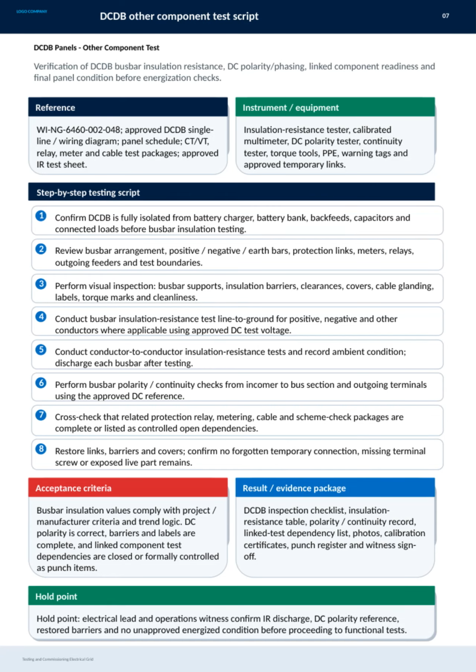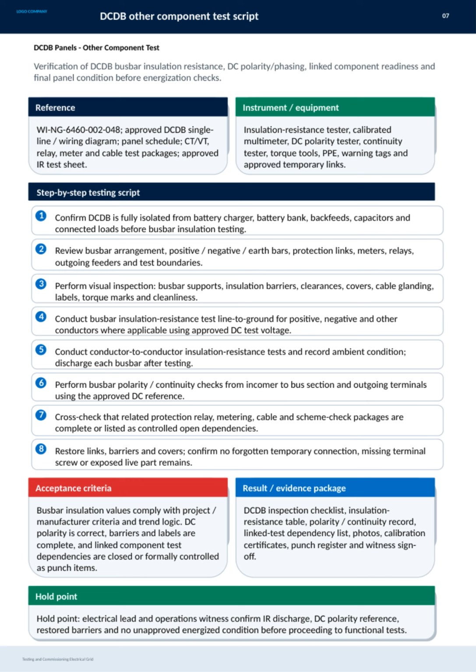Here, we focus on the testing and commissioning of the DCDB panels, specifically the other component test script. First and foremost, it is critical to verify the insulation resistance of the DCDB bus bars, check DC polarity and phasing, and confirm the readiness of linked components and the final panel condition before energization.